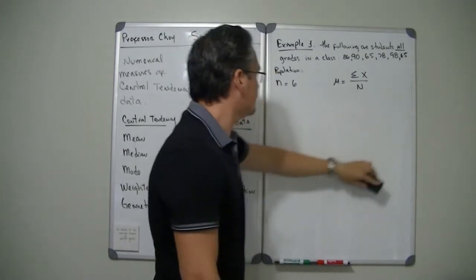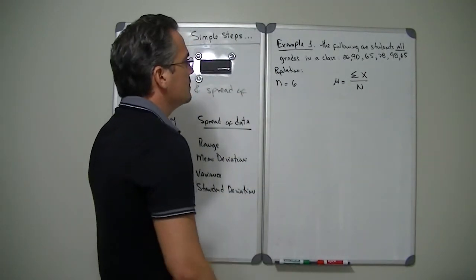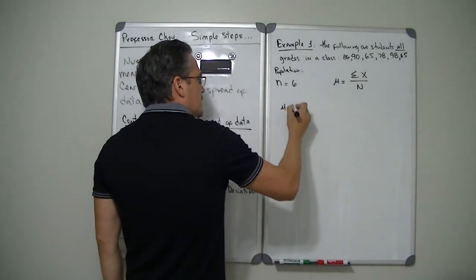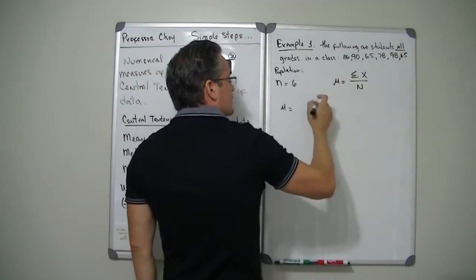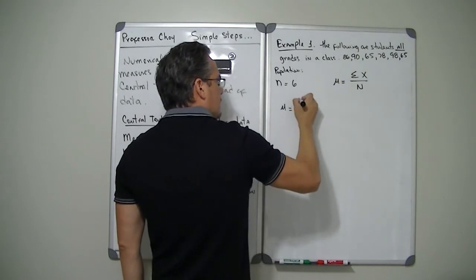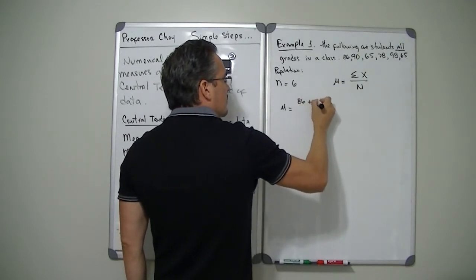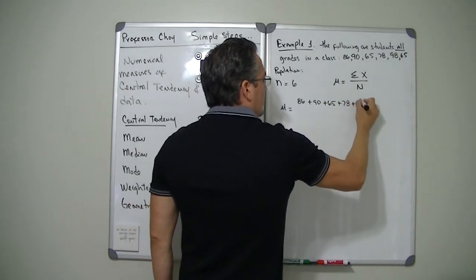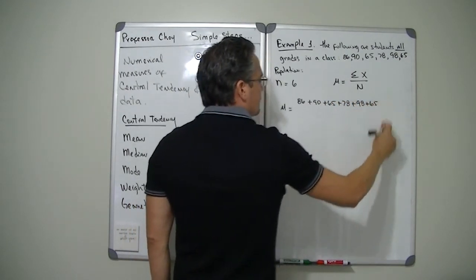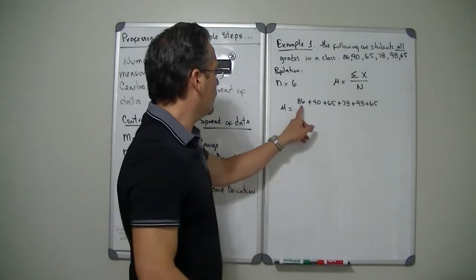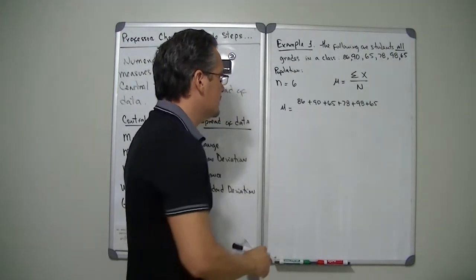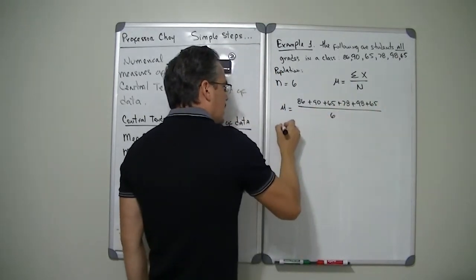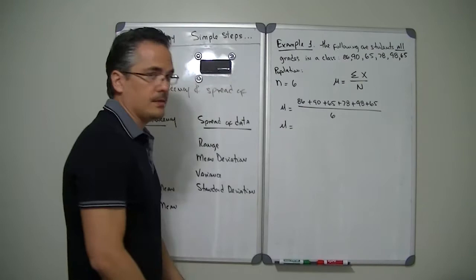All right, so let's calculate our population mean. So mu, in this case, is going to be equal to summation of x. So we got to add all of our x's, got to do 86 plus 90 plus 65 plus 78 plus 98 plus 65. All right, 1, 2, 3, 4, 5, 6 pieces of data. We're going to divide it by n, which is equal to 6. And that gives us our mean.